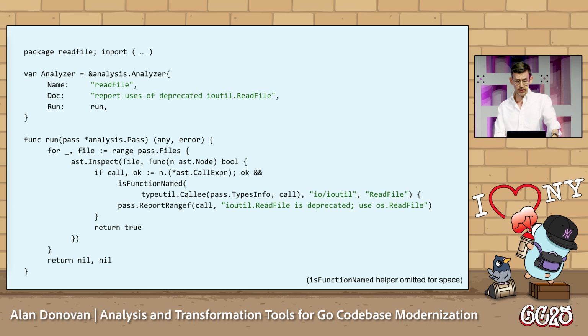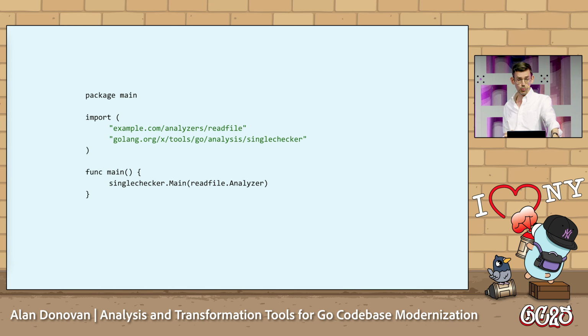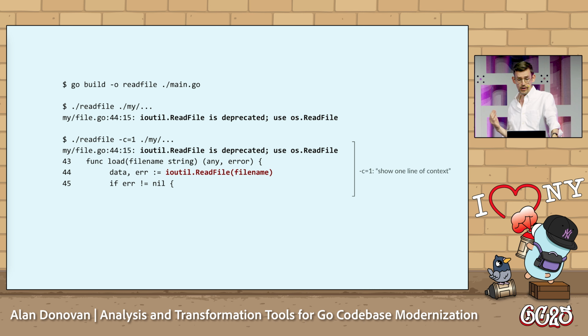But the analyzer needs to be incorporated within a driver program that will make the calls to the run function. So let's do that now. This one-line program is all it takes to turn an analyzer into a standalone command. We use a package called singlechecker, which produces a complete application that runs just one analyzer. And you just need to tell it which one to use. Here we use the ReadFile analyzer. So now we can build an executable and run it on some code.